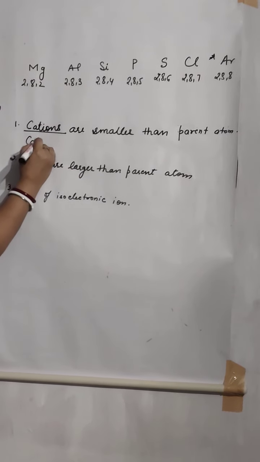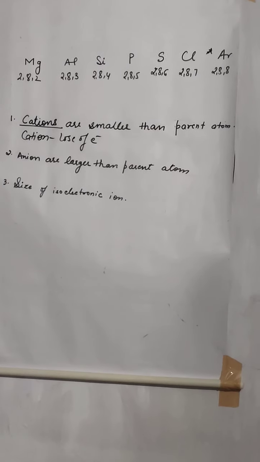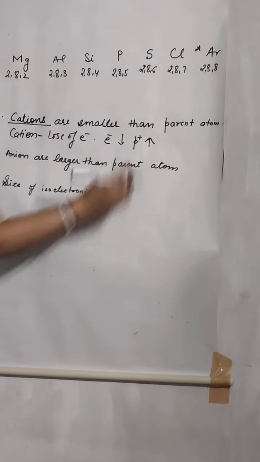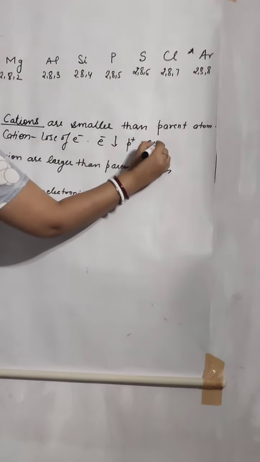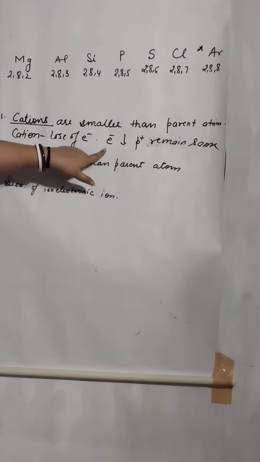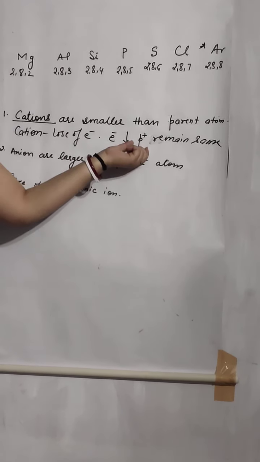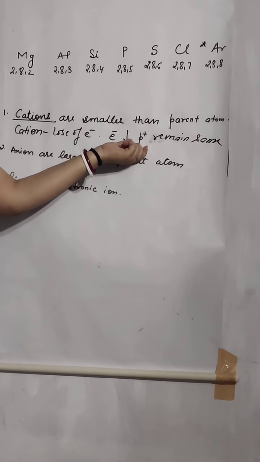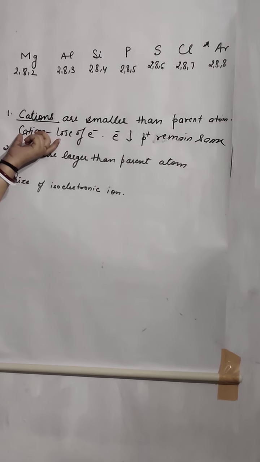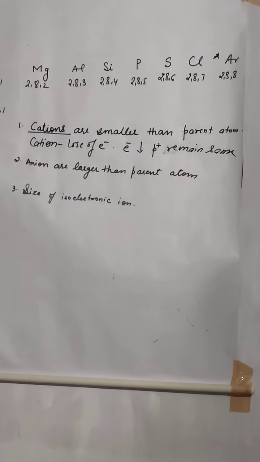Cations are formed by the loss of electron. So electron number decreases and proton number remains the same. According to the cation, or we can say according to the electron, proton number is relatively higher. So proton is more, that means nuclear charge is more. Nuclear charge increases, that means size of cation will decrease. As you all know, nuclear charge means nucleus will attract the electron towards itself, so size will decrease.